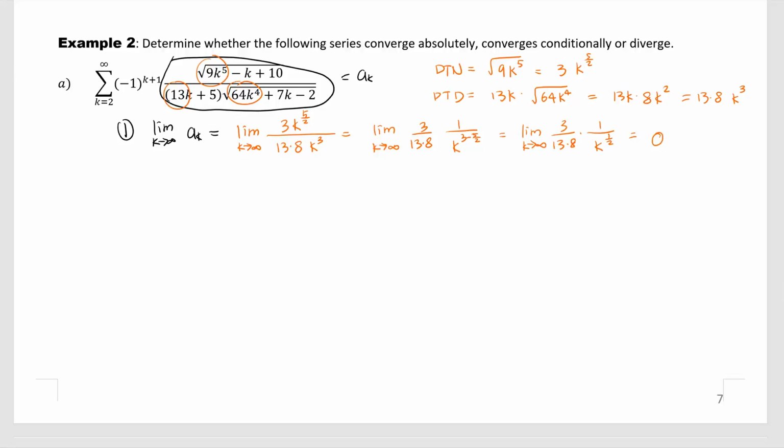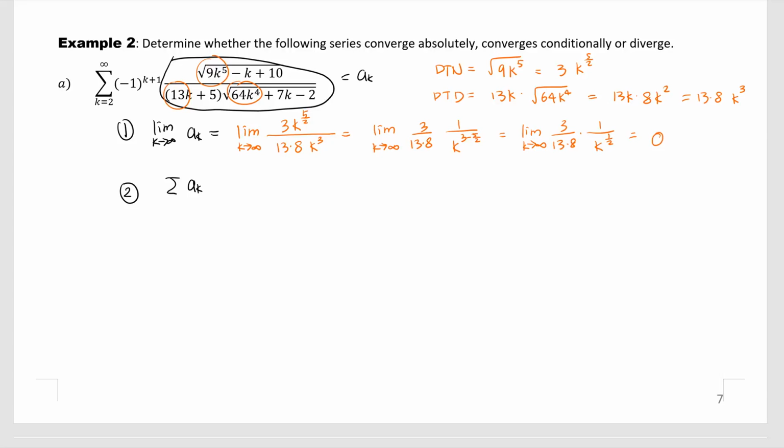So far, so good, everybody? Alright, because the limit is 0, the divergence test tells us nothing. We can go to step 2. So what is step 2? In step 2, we compute the series of a sub k.